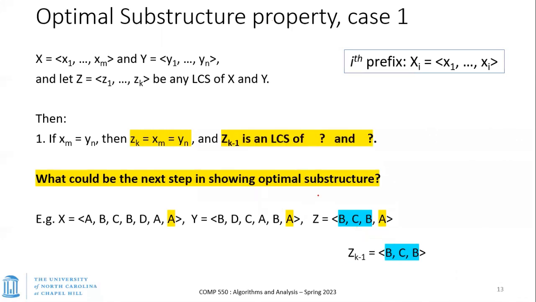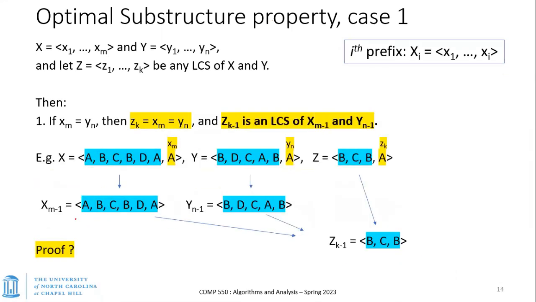And we have xm-1, which is the stuff over here, and yn-1, which is the first. We've just removed the last characters from each one of these. And basically what we're saying is that zk-1 is an LCS of xm-1 and yn-1. Now, does that make sense?